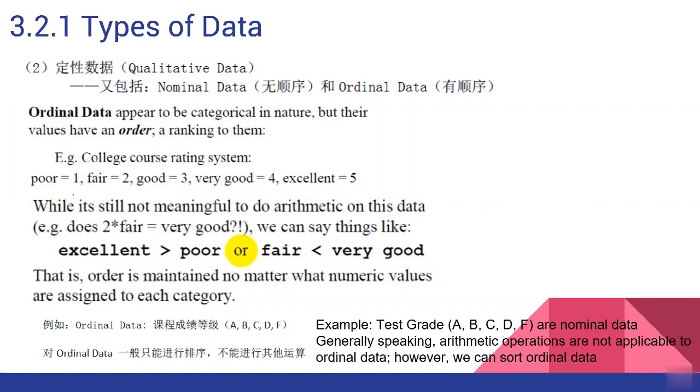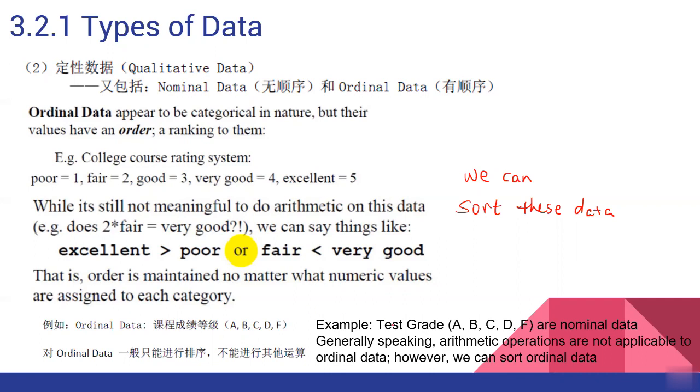They have a rank. Well, it's still not meaningful to do any arithmetic on this data. We cannot use addition, subtraction, multiplication, or division on this data, but we can use sorting, right? We can sort this data. So they are called ordinal data. That is, order is maintained no matter what numeric values are assigned to each category.